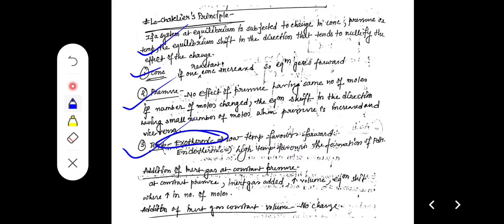So we have no extra energy to provide. But for endothermic, high temperature favors the formation of product because heat has to be given. So high temperature is needed. We cannot measure heat, so we increase the temperature. In this way, more heat will automatically be provided. Okay.